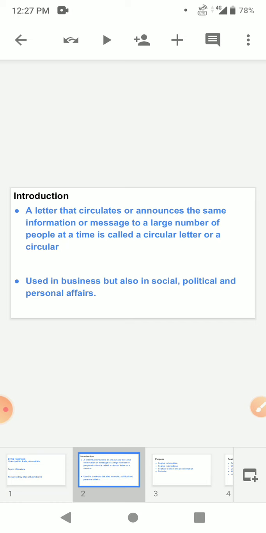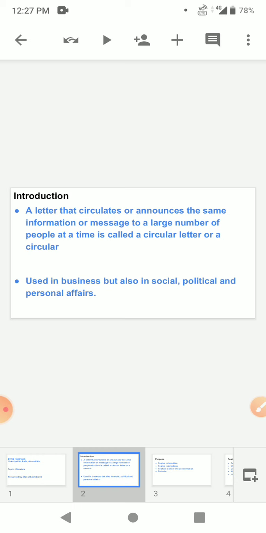A circular is basically a letter that circulates or announces the same information or message to a large number of people at a time, and it is used in business but also in social, political, and personal affairs. So we all know that in any organization, irrespective of their size and strength, communication among the employees is often found crucial. So this internal communication in an organization, between superiors and employees, between departments, is one of the keys to success. So one such tool of official communication is circulars.